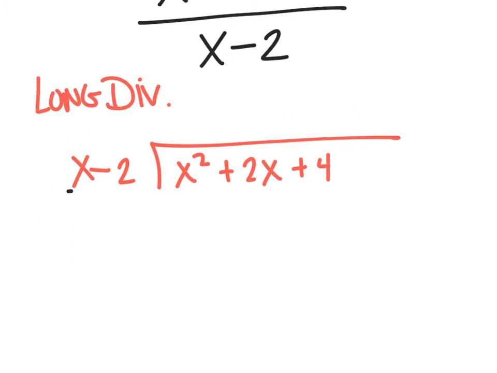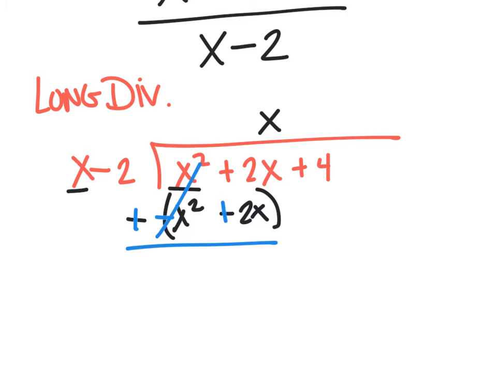All right, compare the leading coefficients. Let's see, I have to multiply by an x. So that gets me x squared minus 2x. Wrap it in parentheses, put my minus sign, change my signs. Those cancel, so now I get a 4x plus 4.